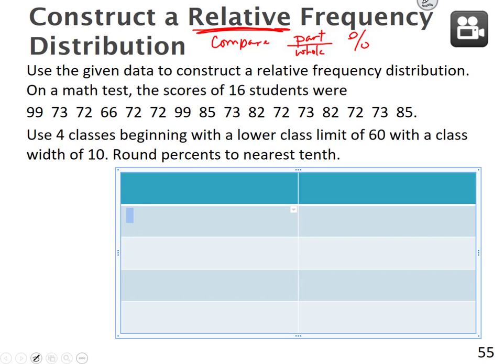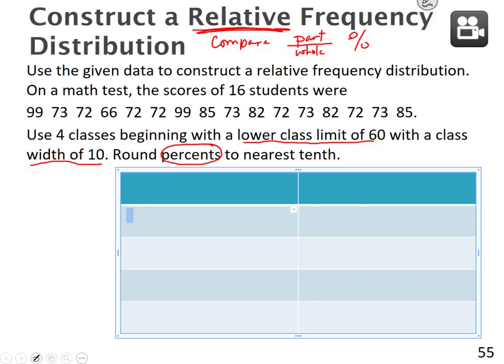So if we read the problem, use the given data to construct a relative frequency distribution. And again, we have the math test, the scores of 16 students listed. We're still using the 4 classes, beginning with a lower class limit of 60 with a class width of 10. So the same situation as in our previous distribution. This time, of course, we are going to round percents to the nearest tenth. In your homework, sometimes they have the percent sign already there. Sometimes your job is to remember that you're turning it into a percent, so keep that in mind.